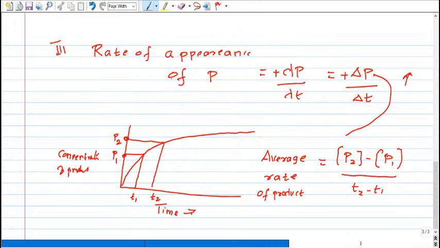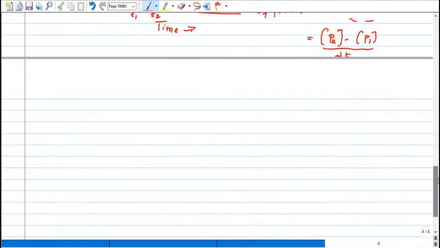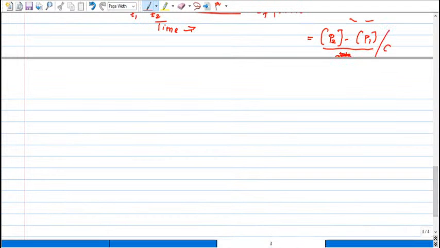This is a graph for the rate of appearance. It increases from 0 to the maximum. Average rate of product formula is P2 minus P1 divided by T2 minus T1. Now to find the average rate of product or average rate of reaction, what are the 2 important values they will give? They will give 2 product values, 2 concentration values and 2 intervals. If they are giving only one interval, this formula I can also write as P2 minus P1 divided by dt. Remember this. We can also write like this, dt.